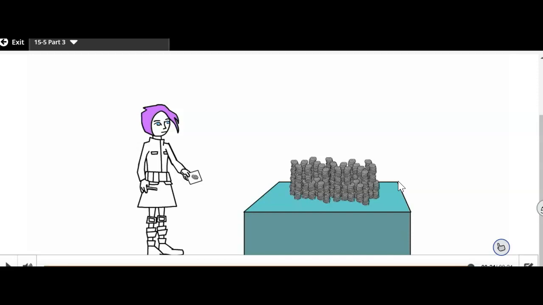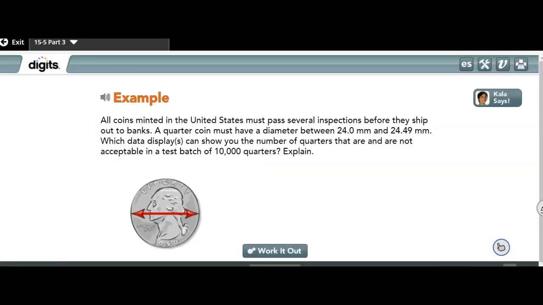Okay, on the back it says, all coins minted in the United States must pass several inspections before they ship out to banks. A quarter coin must have a diameter between 24 millimeters and 24.49 millimeters. Which data displays can show you the number of quarters that are and are not acceptable in the test batch of 10,000 quarters? Explain. So why do they have to do these inspections, you think, to get the size? Why would they have to do that? Alex?